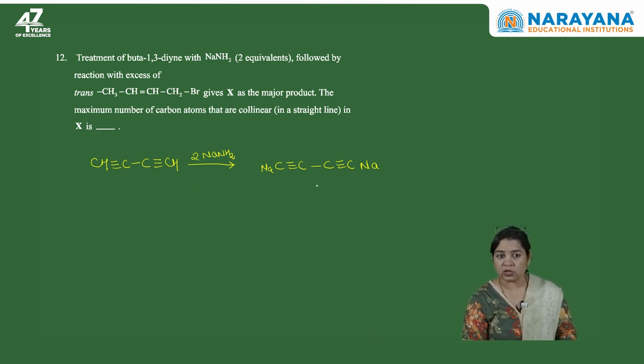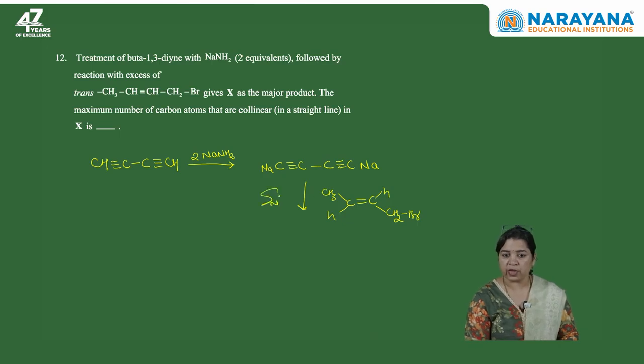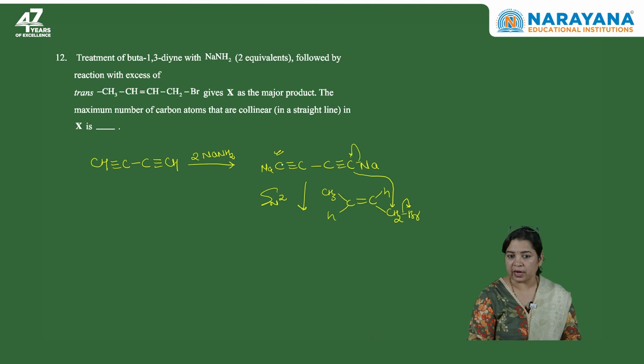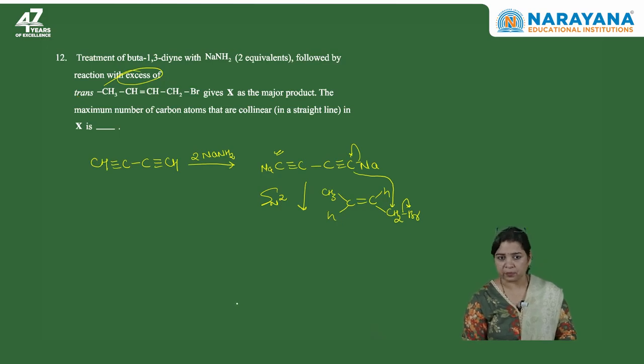Now this is treated with excess of what? Trans CH3 C double bond C trans, so I have to write it like this, CH2Br. What reaction do we expect? SN2. What type? Like this, C minus will attack here and bromine is gone. A similar reaction occurs from the other end on the next molecule, right? Because again they are mentioning excess of this compound is taken. That gives X as the major product.